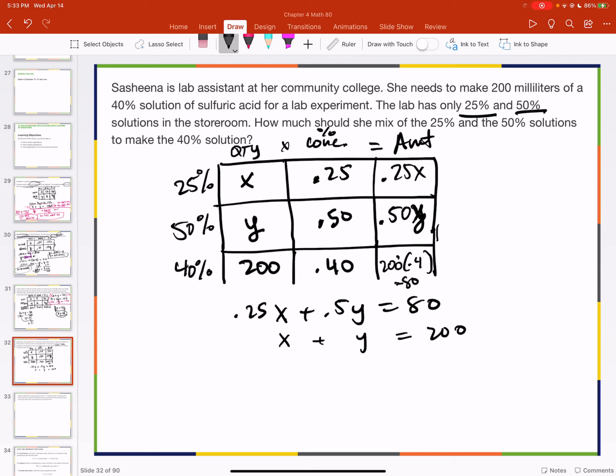So there's a couple of things we can do. We can multiply the top by 100 and get rid of the decimals. Or we can multiply everything by 0.25 or 0.5 and then get rid of one of the variables. So let's just multiply the bottom one by negative 0.25. So that's going to be negative 0.25x minus 0.25y equals, and then 1/4 of 200, so negative 50.